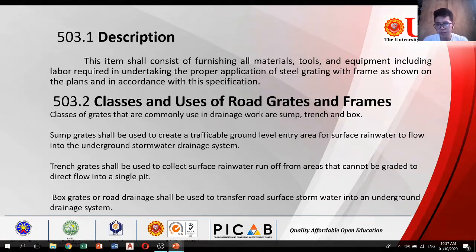So sump grates shall be used to create a trafficable ground level entry area for surface rainwater to flow into the underground stormwater drainage system. Ang trench grates shall be used to collect surface rainwater runoff from areas that cannot be graded to direct flow into a single pit. Ang box grates or road drainage shall be used to transfer road surface stormwater into an underground drainage system.